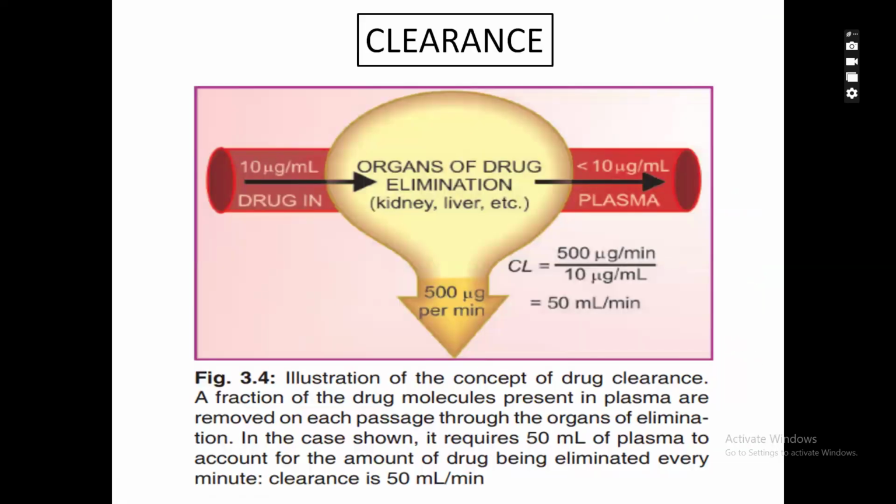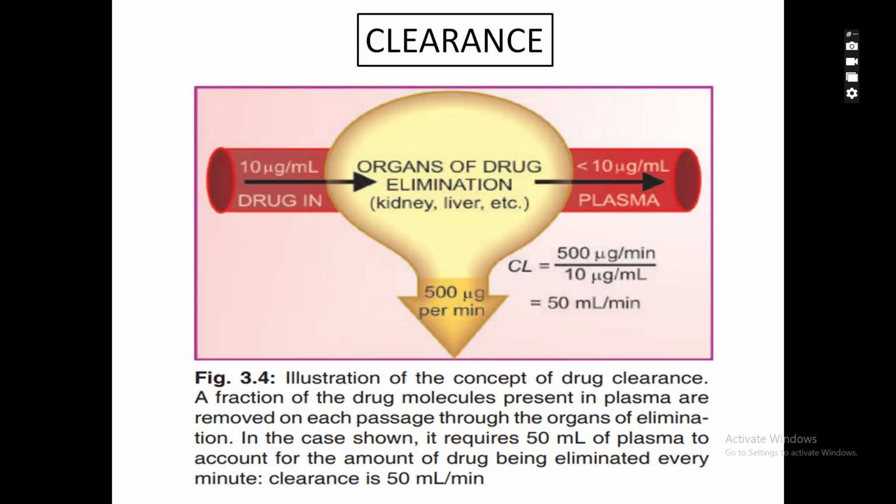Coming to clearance, what do we mean by clearance? Clearance is the amount of drug eliminated by the kidney in unit time divided by the plasma concentration during that time. That gives how much of the blood is cleared of the drug in unit time. So the unit of clearance is ml per minute.